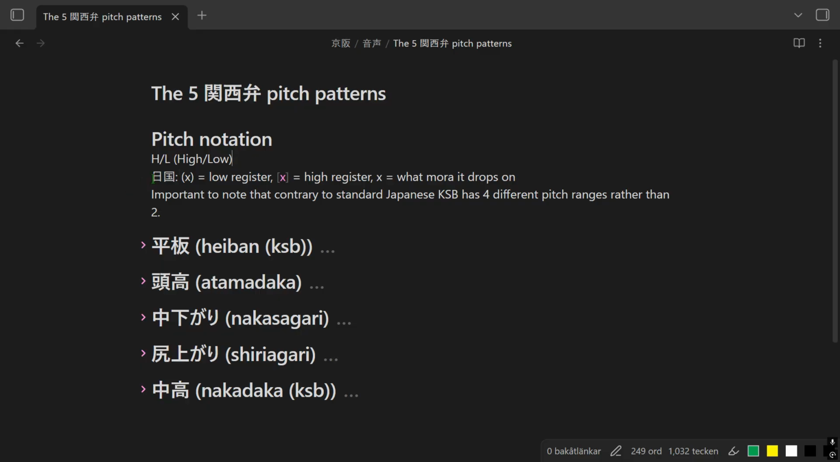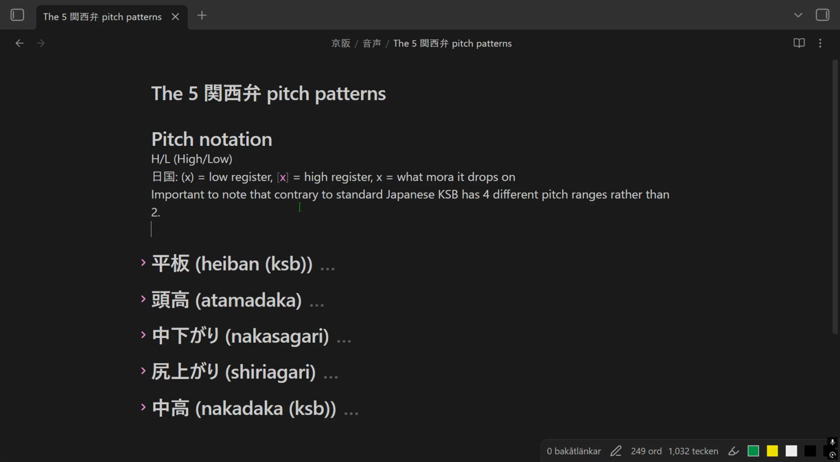Another system that's used in dictionaries like Nikkoku is to use these brackets to indicate a high register and these parentheses to indicate a low register. And this is useful because, contrary to standard Japanese, Kansai Ben has 4 different pitch ranges. So Kansai Ben can be a lot higher and a lot lower than standard Japanese, which is why just having low or high can be kind of deceiving in a way. Which is why you have low register and high register to convey that it's not just one mode.